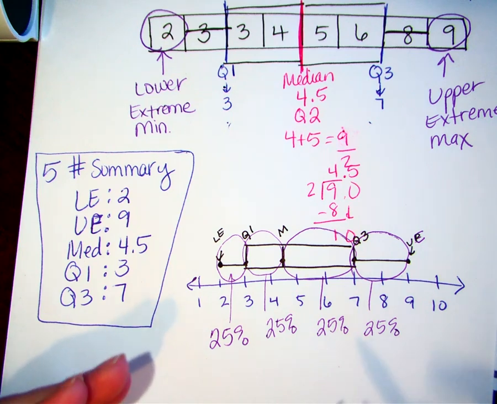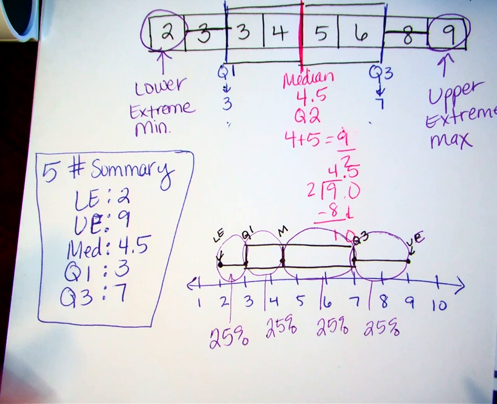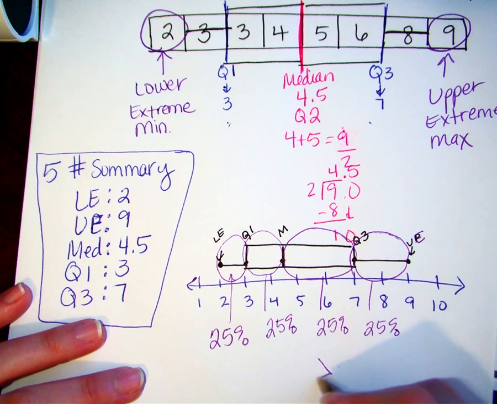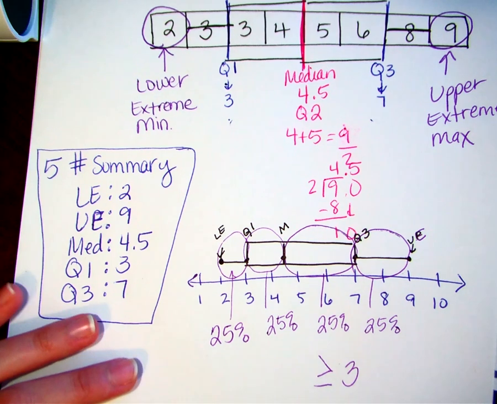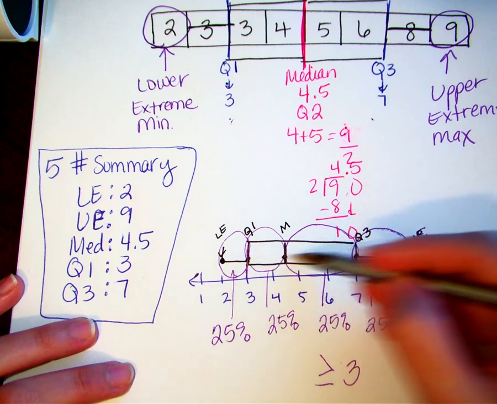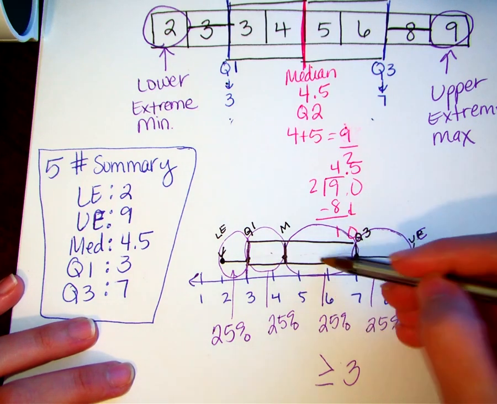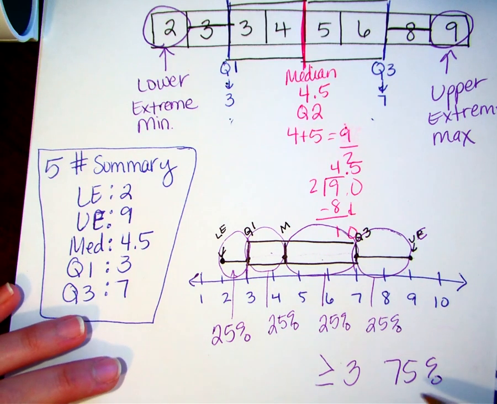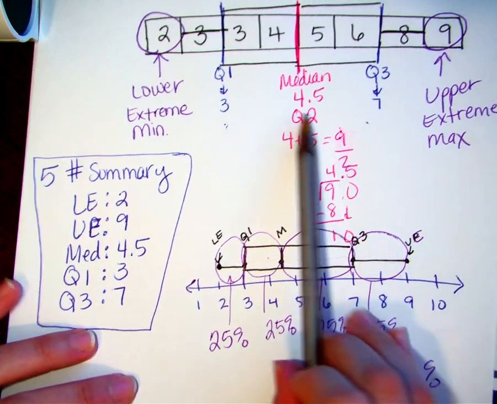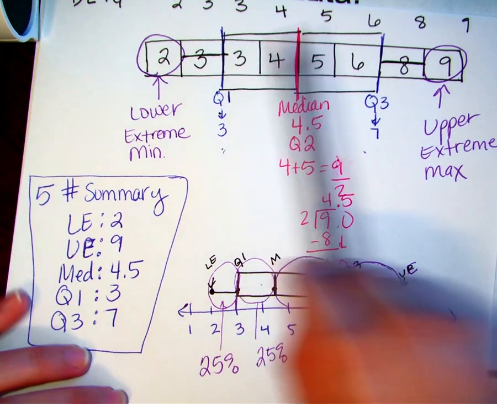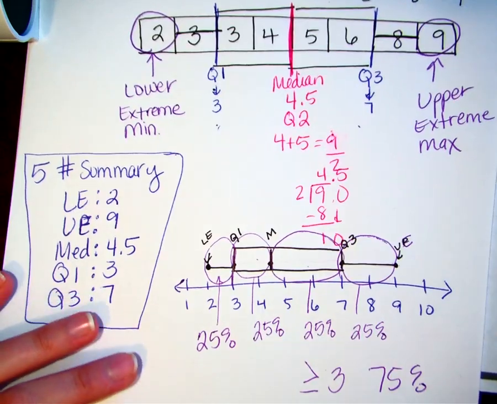That's important. So if I asked you how much data is in this graph that is greater than or equal to 3. Greater than or equal to 3. So then you would go right here, 3, and everything bigger than 3. So that's 25 plus 25 plus 25. Well, that's 75% of the data is greater than or equal to 3. Even just looking up here, you have 1, 2, 3, 4, 5, 6, 7. You have 7 pieces of data that are greater than or equal to 3.